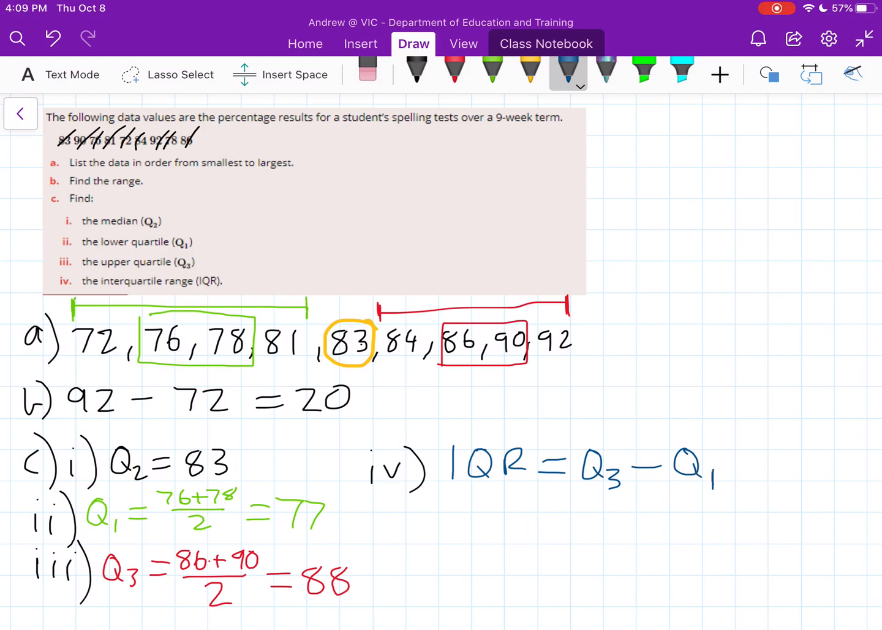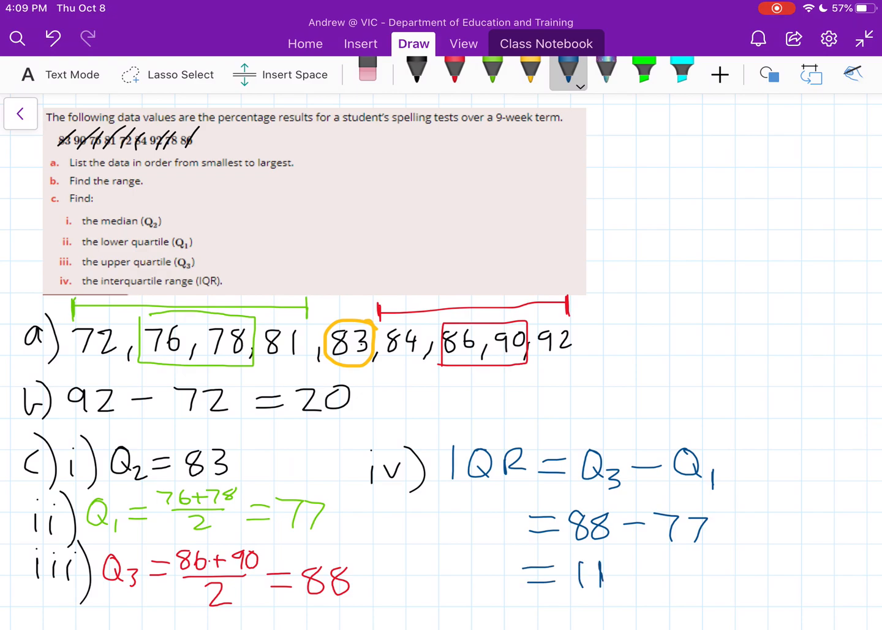So you always need to find out these values before you work out the IQR, the interquartile range. And this is the middle 50% of our data. So here, this is equal to 88 minus 77, which is equal to 11.